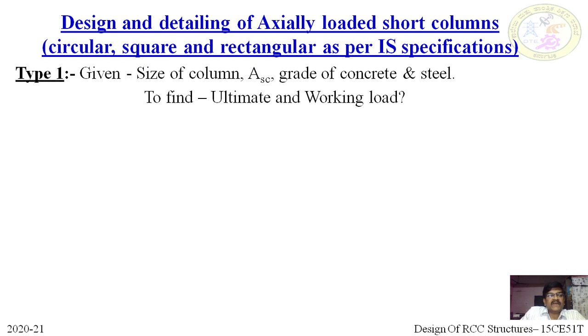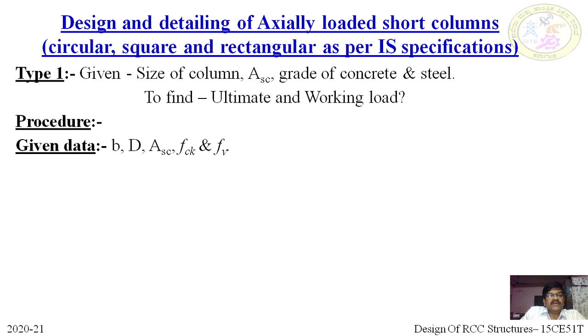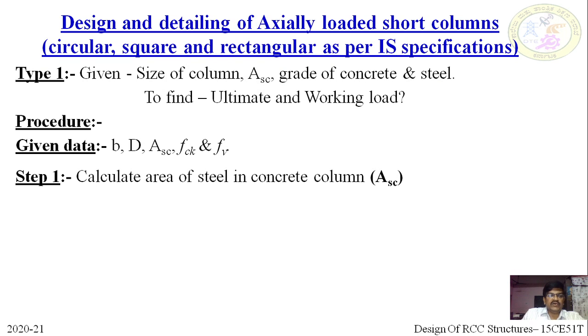So, designing and detailing of axially loaded short columns. In type 1 problem, the given data are the size of column, ASC, grade of concrete and steel. What do we have to find out? We have to find out the ultimate load or working load.